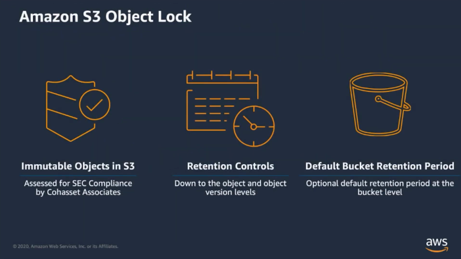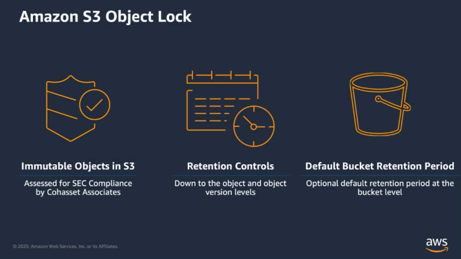Now, you can also use Amazon S3 Object Lock to store immutable objects using a write once, read many, or WORM model. And it can help you to prevent objects from being deleted or overwritten for a fixed amount of time or indefinitely. You can use S3 Object Lock to meet regulatory requirements in the financial or the healthcare sector that require WORM storage. Or you can just add an extra layer of protection against object changes and deletions.